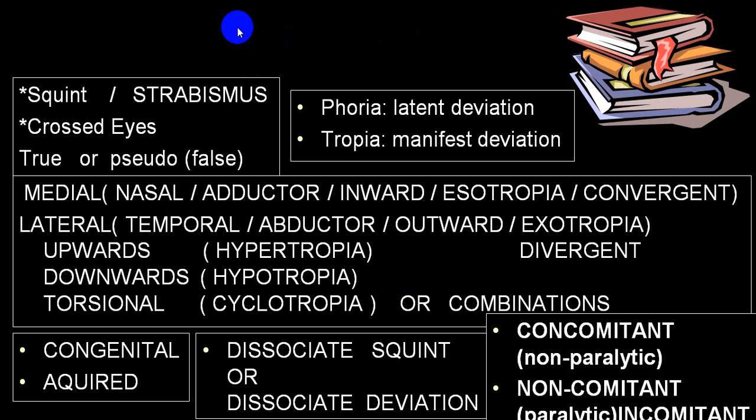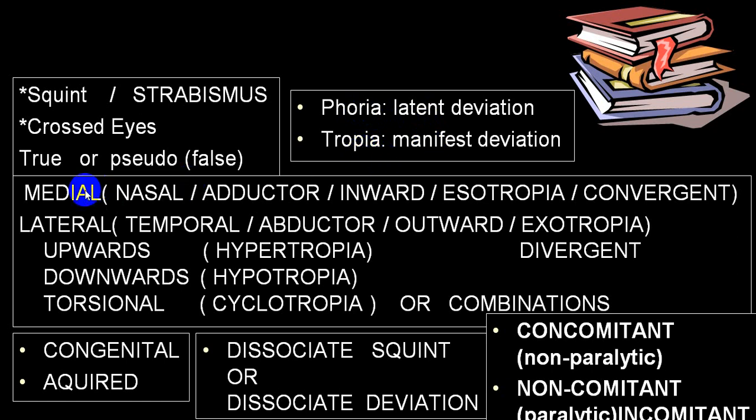So together now we'll be mentioning some of the words. Either you call squint, strabismus or crossed eye. And you can divide them into true strabismus or pseudo strabismus. If it is not seen clearly, and you can demonstrate by doing cover uncover test, we call phoria. And if it is clear cut manifest deviation, we call it a tropia.